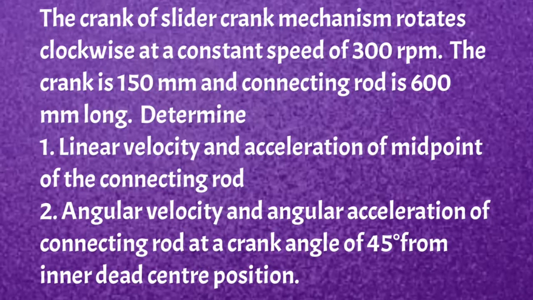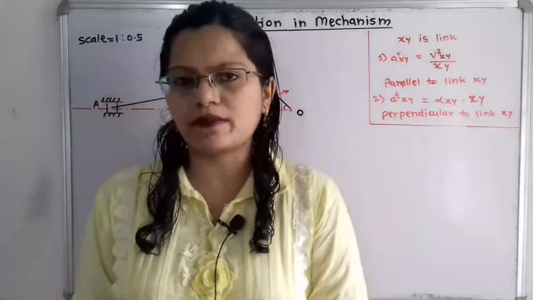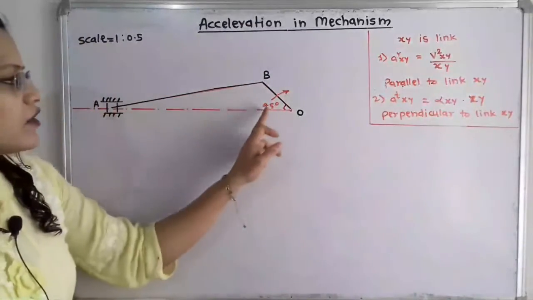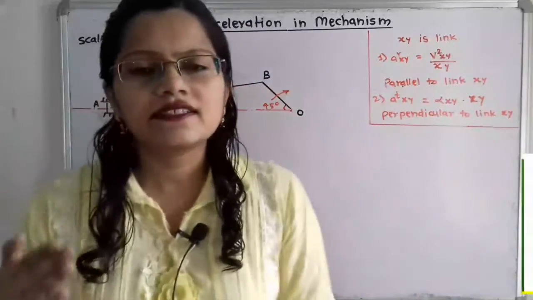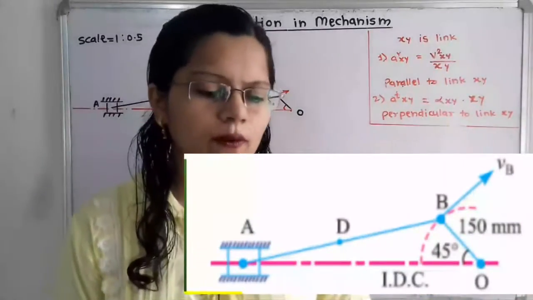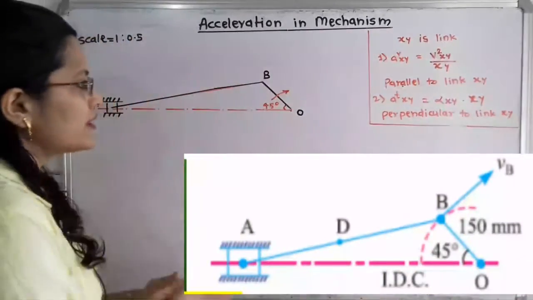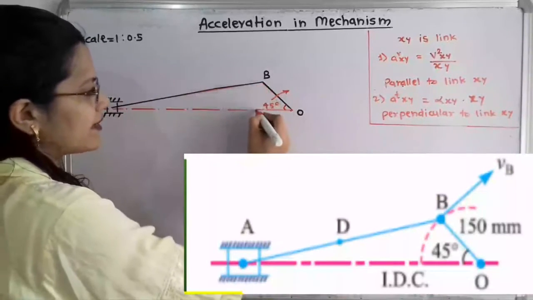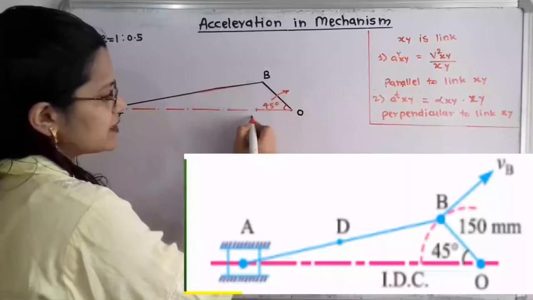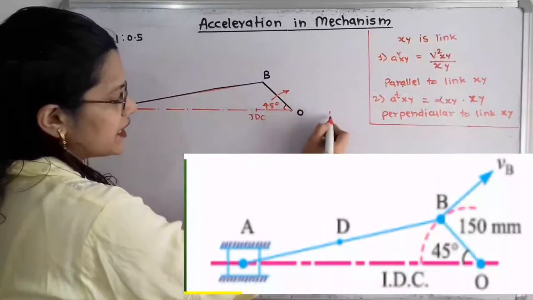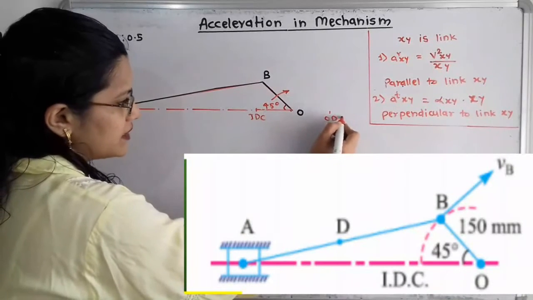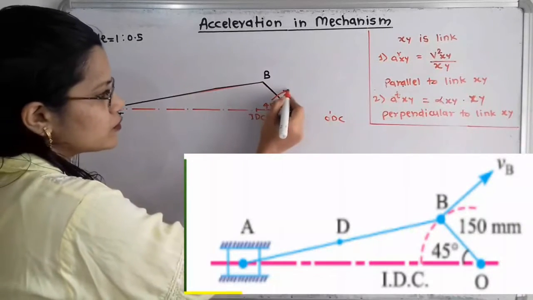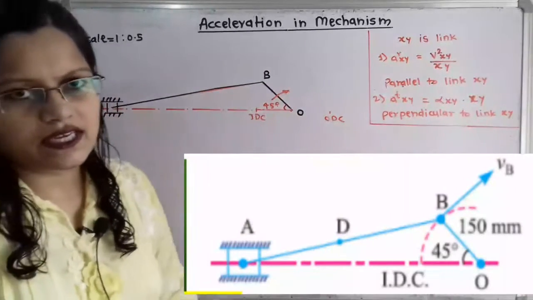Now we have to first draw the space diagram with some suitable scale. So if we observe, the crank OB is rotating in clockwise direction and it is at angle of 45 degree from inner dead center position. So here this is the fixed point O and we have to draw here OB at an angle of 45 degrees. So here is the inner dead center and at other side here is the outer dead center. So from the inner dead center we have to take here the angle 45 degree. We have to also show rotation is in the clockwise direction.